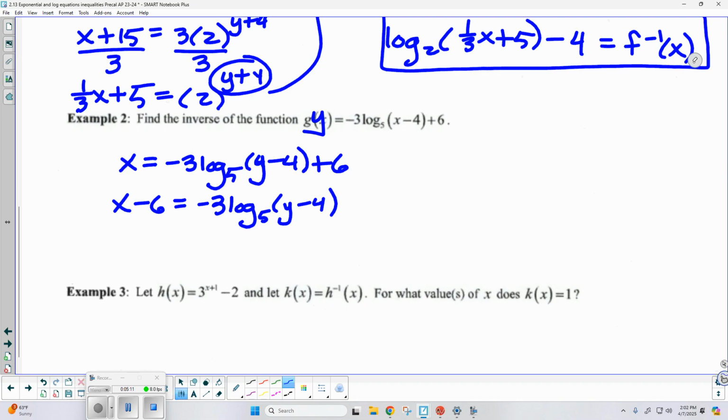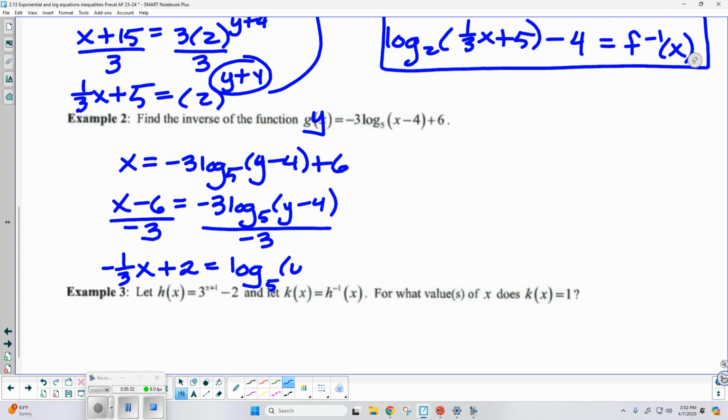Reed, am I ready to convert yet, or not? Oh, okay, let's get rid of that negative 3 here. So negative 3, negative 3. Okay, I'm going to do just like I did in the previous problem. So this would be a negative 1/3 x. Negative 6 divided by negative 3 is a plus 2 equals log base 5 of y minus 4.